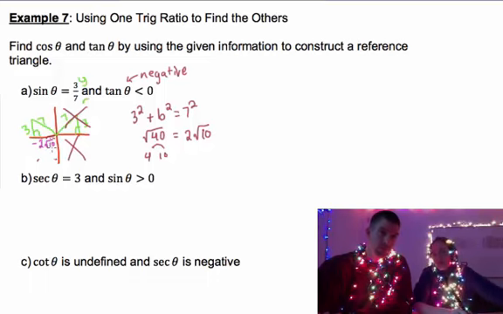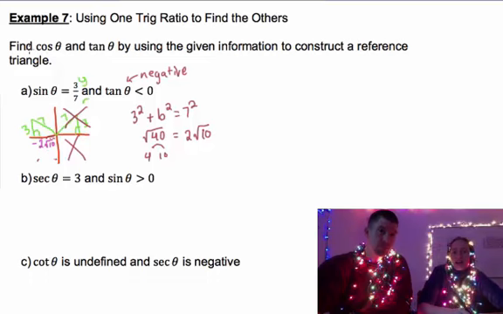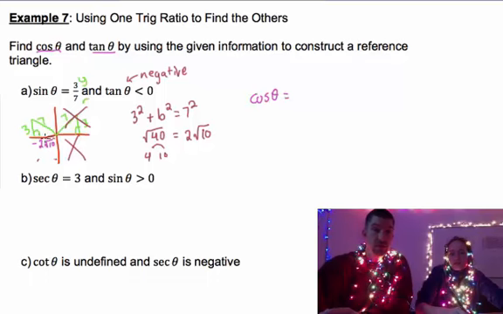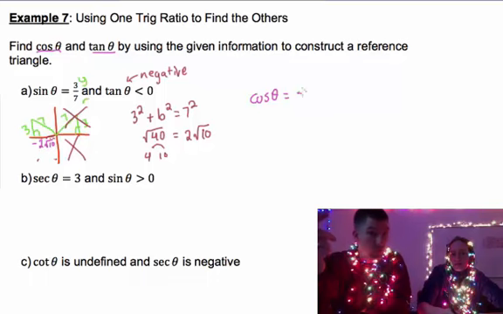All right, negative 2 square roots of 10 is that third side. Now we can do what they asked us, and find the cosine and tangent. For these, we just go back to cosine is the x-coordinate over r, which we just found. The x-coordinate is negative 2 square roots of 10, over r, which is 7. So there's that bad boy.